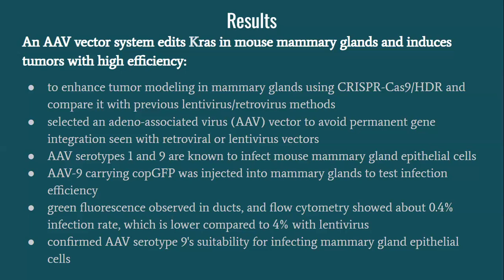AAV serotypes 1 to 9 are known to infect mouse mammary gland epithelial cells. This was taken from the literature review. Then AAV9 carrying copGFP was injected into mammary glands to test infection efficiency. Remember the ductal injection. Through that, it was introduced into the body of the mice. Then green fluorescence was observed in ducts, and flow cytometry showed about a 0.4% infection rate, which is much lower compared to the 4% with lentivirus. So this confirmed that AAV serotype 9 is suitable for infecting mammary gland epithelial cells.